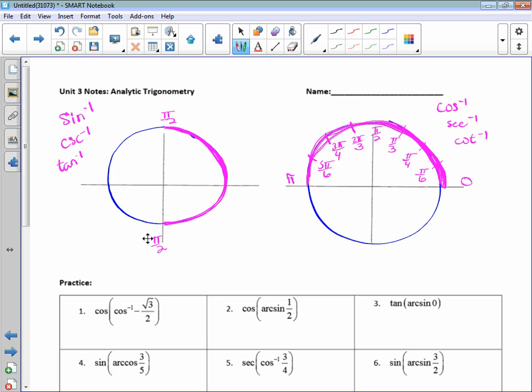The other one, the first quadrant is the same, so you have pi over 6, pi over 4, pi over 3. But what do you think is happening in the fourth quadrant? Yeah, it's not going to be 11 pi over 6. It's going to be negative pi over 6. Okay. Negative pi over 4, negative pi over 3.